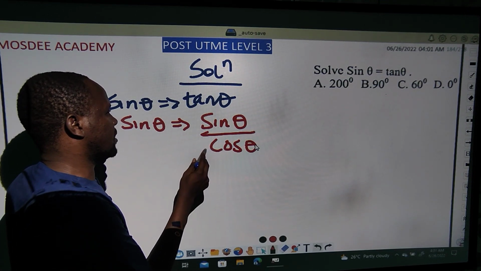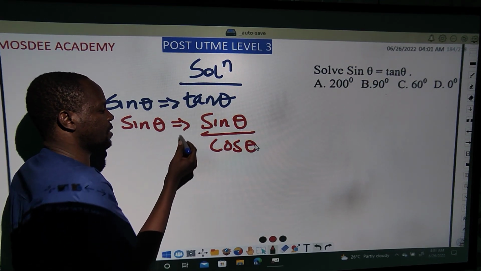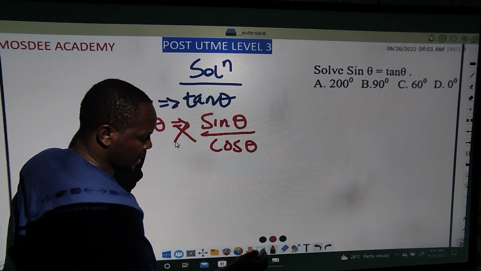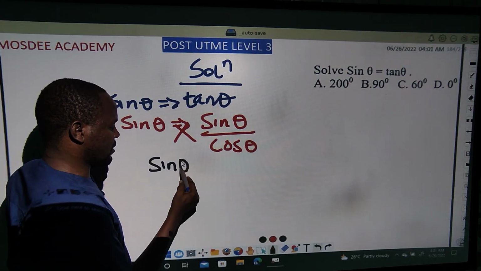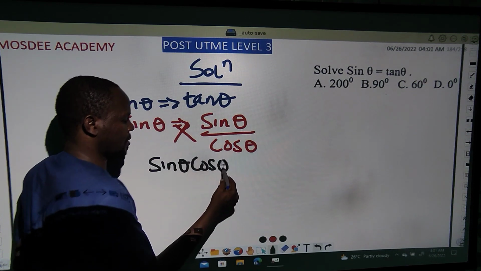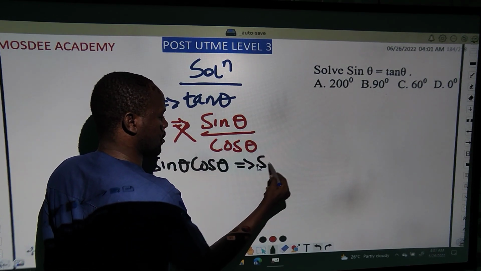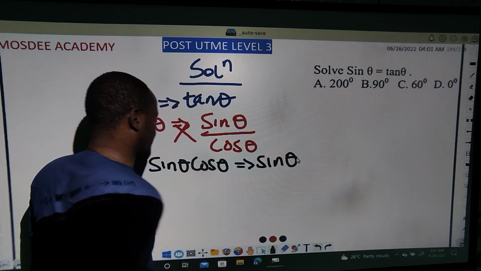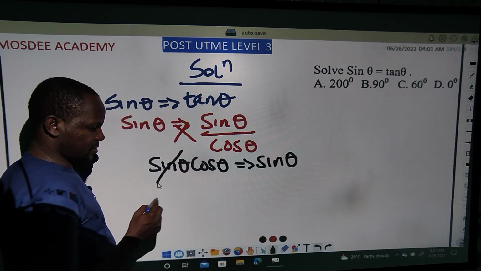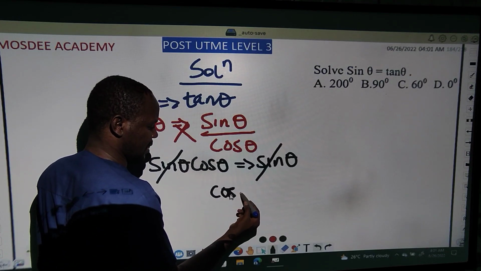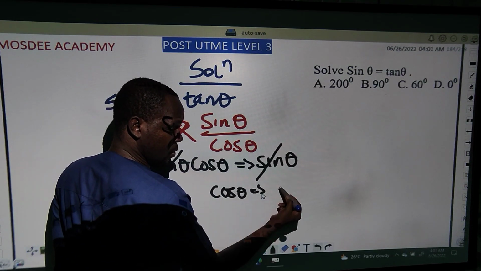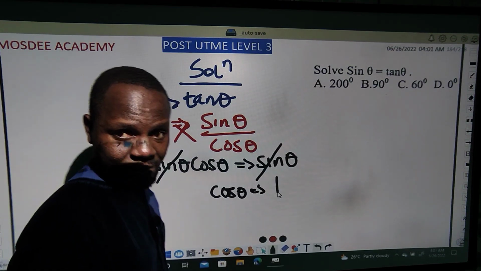Look at this now. Sin theta over cos theta is tan theta. And if I cross multiply, I'm going to have sin theta times cos theta is equal to sin theta. I want you to see it, because if I cut there, most of you will be like, I don't understand what the teacher did there. So this gets cancelled out. What did I have? Cos theta is equal to, when you cancel out, it's not 0, it is 1. You have to keep that in mind.